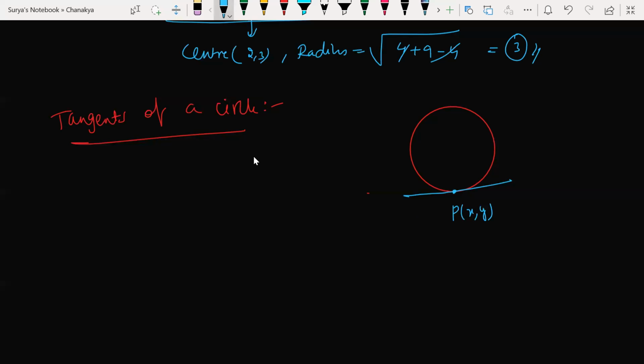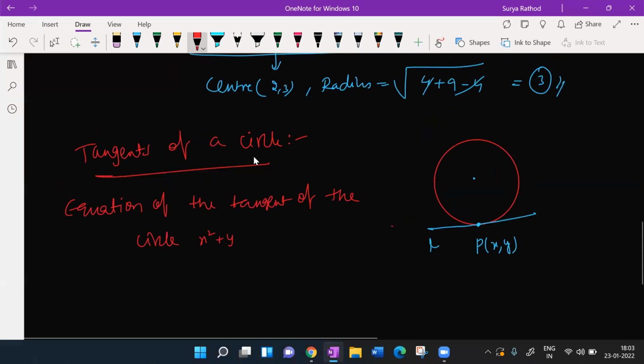Okay? Clear? All right. So this is my L here. So this is my center. Let's say this is my center. See, I'm just writing the tangent equation of this circle. Equation of the tangent of the circle x square, one second guys.